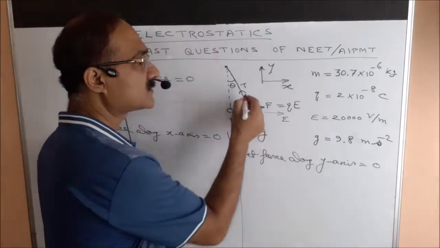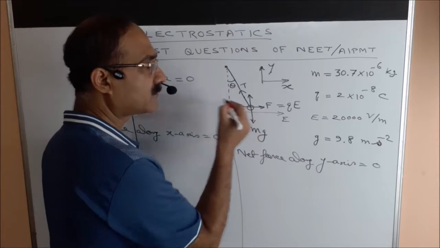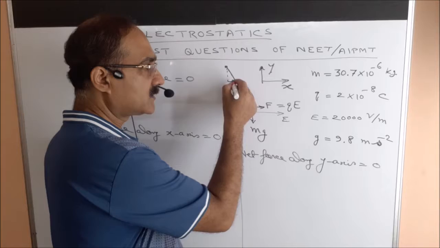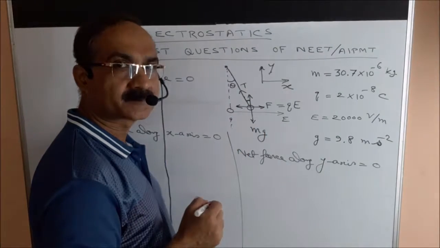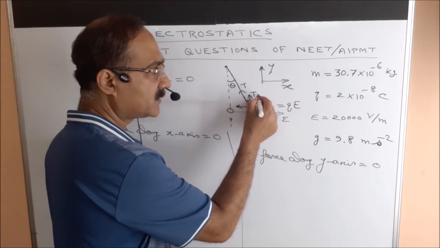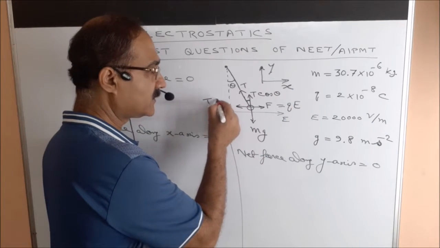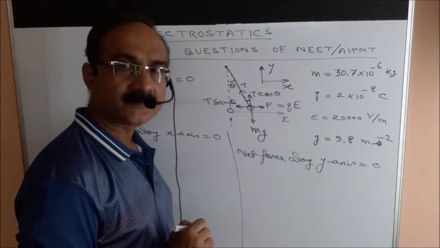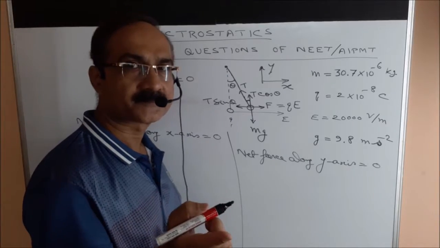So what we do is we resolve this T into a vertical component and into a horizontal component. So since this is theta, by geometry this is opposite angle, so this will be theta. This is T, this is theta, so this vertical component will be T cos theta and this horizontal component will be T sin theta. Okay, so this is the resolution of vectors, that concept.